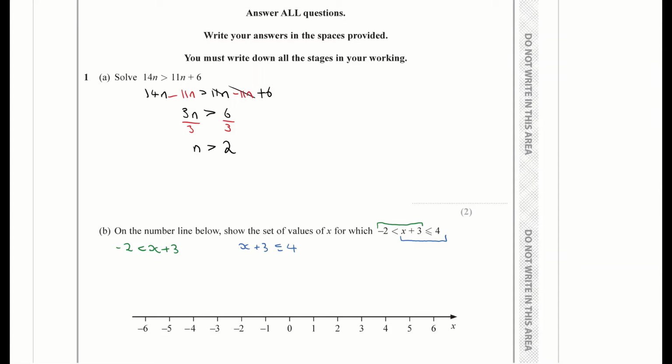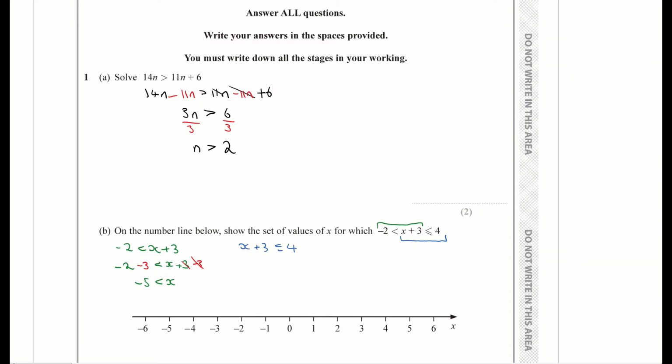So if I look at the one in green first of all, I have minus 2 less than x plus 3. What I'm going to do there first of all is take away 3 from both sides, because once again, I want to isolate the x's on one side and the constants on the other. So taking 3 away from both sides, that's going to leave me with x plus 3 minus 3. That minus 3 and plus 3 will cancel. Minus 2 take away 3 on the left-hand side leaves me with negative 5 less than x. So that's my first value.